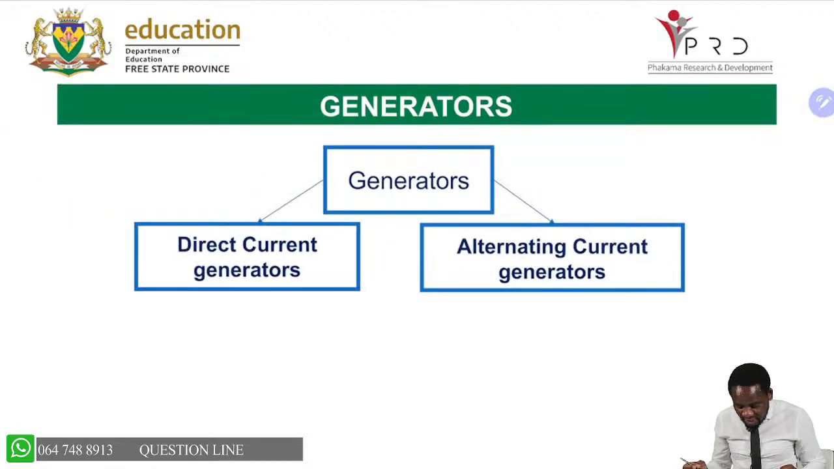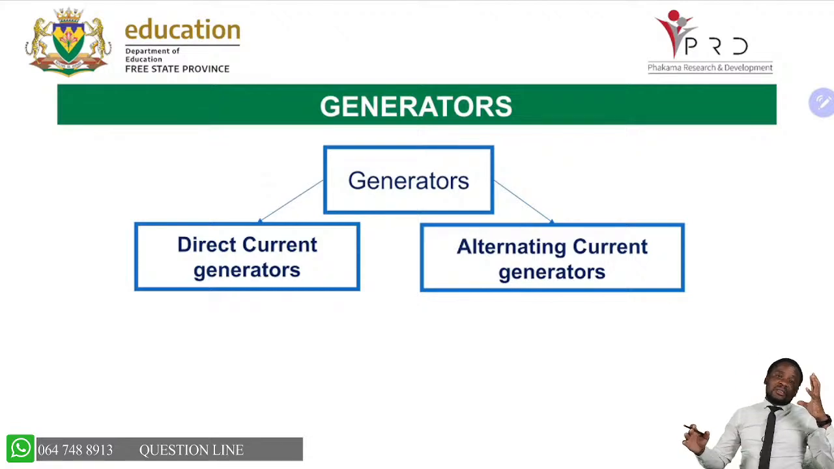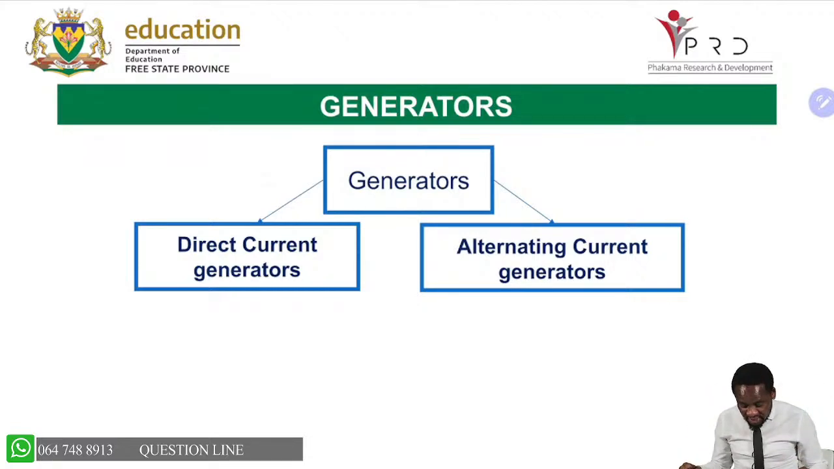So we spoke about the generators. We agreed that there are two classes of generators, which is a DC generator and an AC generator. An AC generator is the one that has got the slip rings. Be able to distinguish. So this is where we are going.